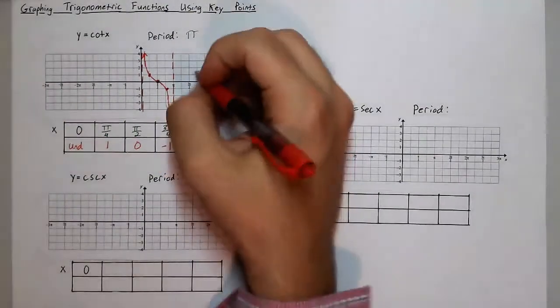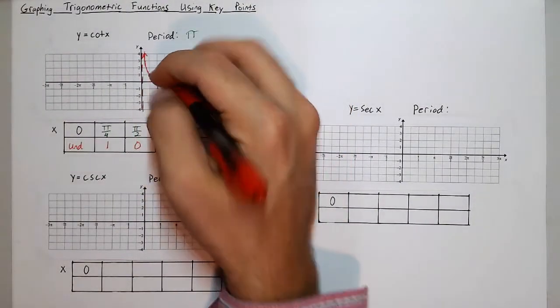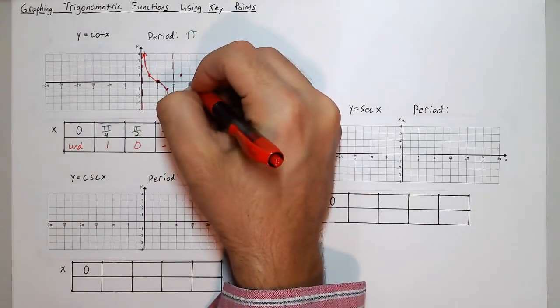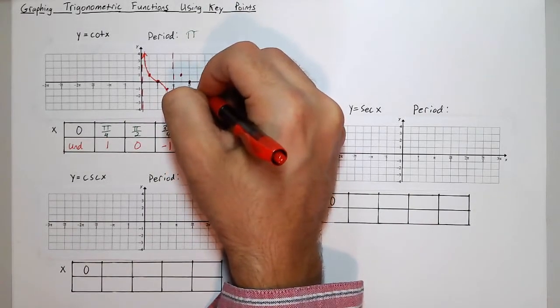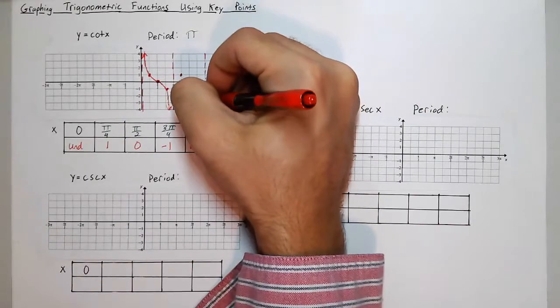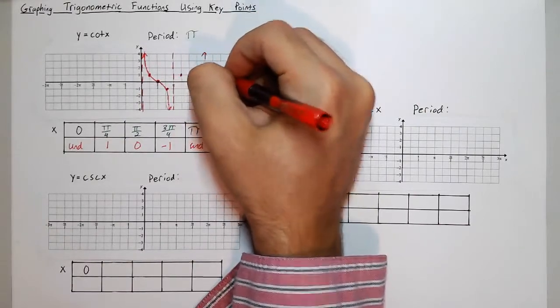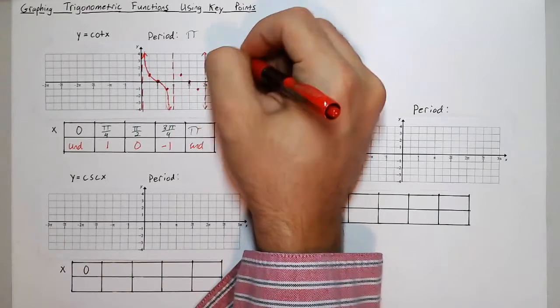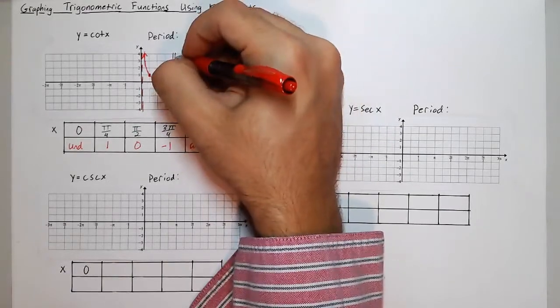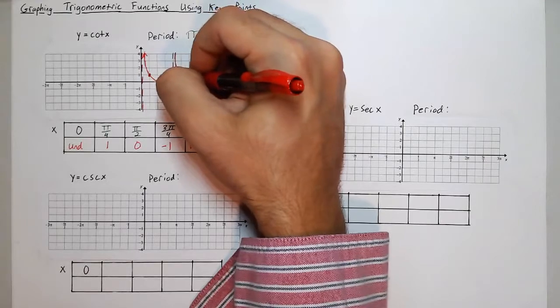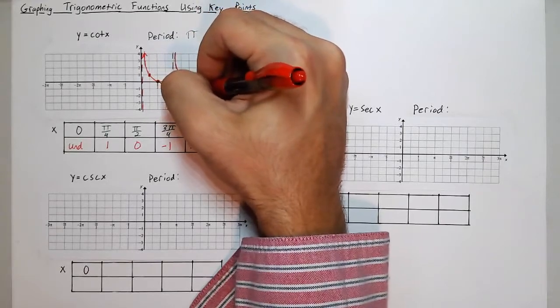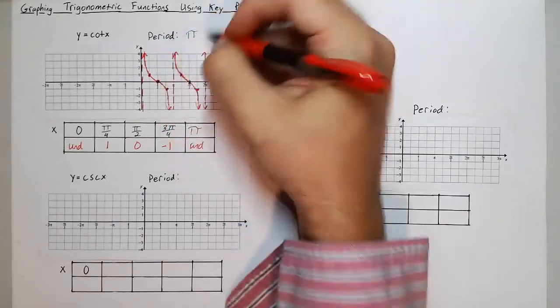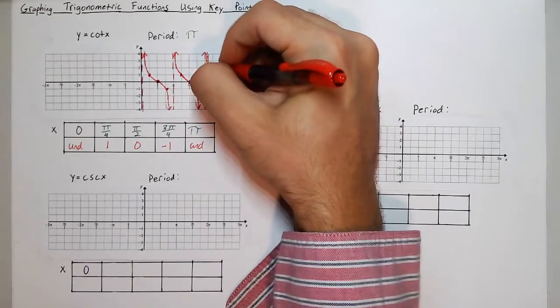And I can continue the same pattern. So after the asymptote follows a 1, then a 0, then a -1, then an asymptote. And then a 1, a 0, a -1, then an asymptote. And you're seeing I'm just following this very familiar pattern every time with this function. And it's helped me graph this very quickly.